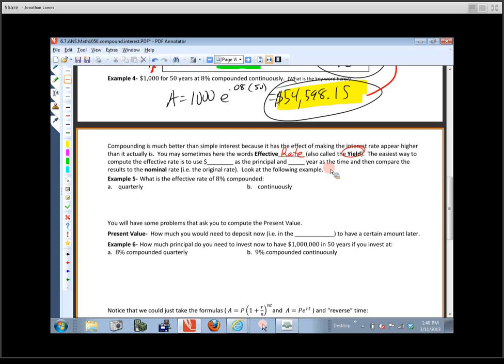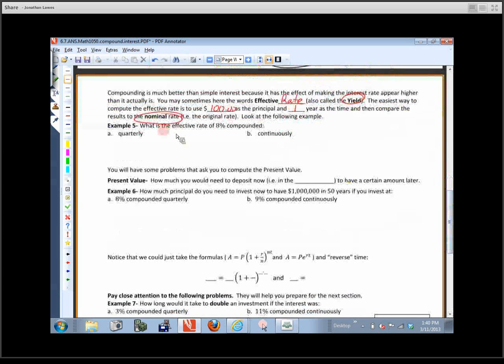Okay, now I think this is the easiest way to compute the effective interest rate or the effective yield. Use $100, because that's kind of like a percent, 100%, as the principal and 1 year as the time. Then we're going to compare the answer with what we call the nominal interest rate, that's the original rate, the normal rate, okay? So in this example it says, what is the effective rate of compounding 8% quarterly or continuously?